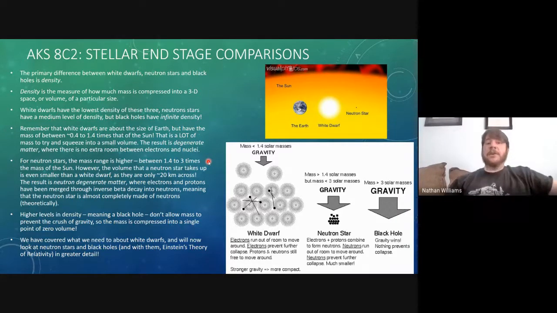So instead, we do get that merging. The electrons and protons, most of them anyway, not all of them, inside this supermassive star core are going to merge. This is called inverse beta decay, and the main product we get is that they merge to become a neutron.